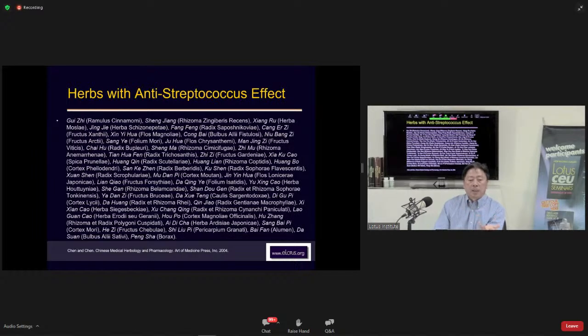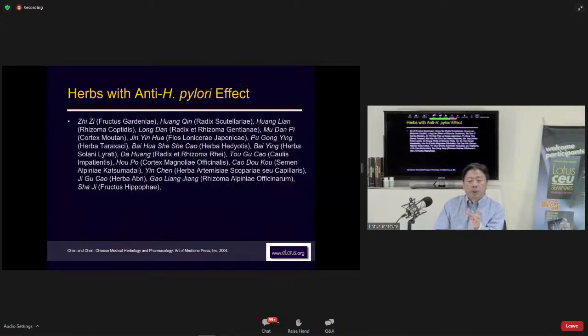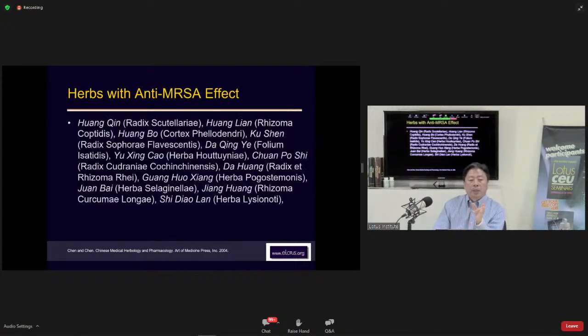infection. So once again, the previous slide was to show herbs with antibacterial effects. That's very general. These are herbs that specifically have anti-streptococcus effect. So if the infection is a streptococcus infection, these are the herbs you can narrow down to. If the infection is a H. pylori infection of the stomach, then these are the herbs you can consider using. And if the patient has MRSA, methicillin-resistant Staph aureus, these are the herbs you can use. Once again, this type of information is readily available.